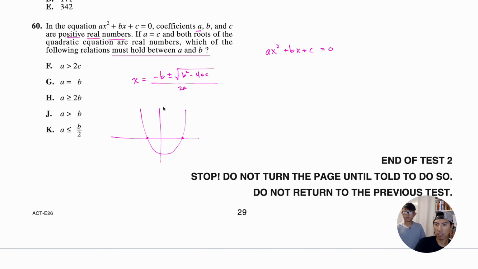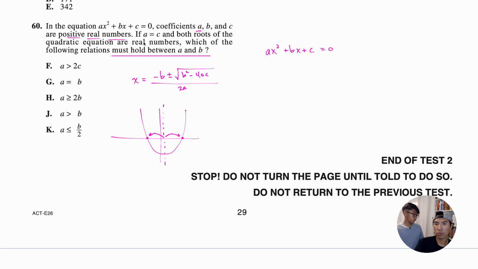Think about it: there's a line of symmetry here somewhere. That negative b over 2a is your line of symmetry, and then you're adding something to it and subtracting something from it. So negative b over 2a gives us that line, and then we subtract and add that same amount to each side to get those 2 points. That's what this equation is doing. Does that make sense?